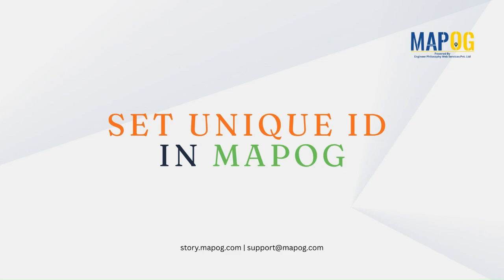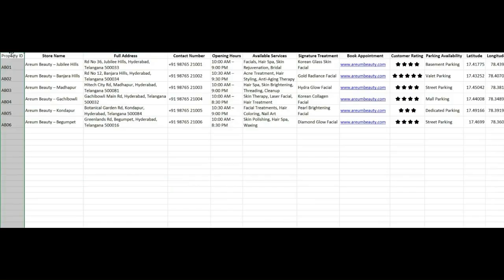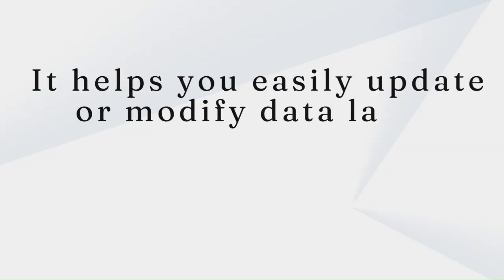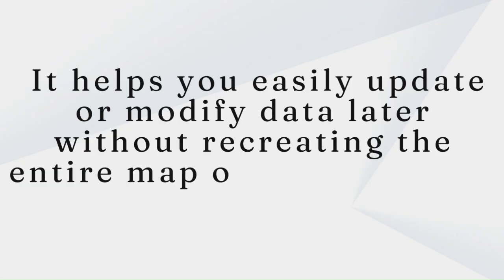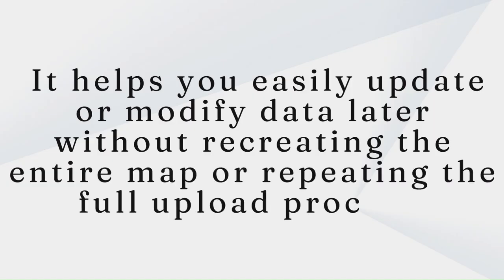In this video, we'll understand what a unique ID is and why it's important while uploading your data on MAPOG. A unique ID acts as a permanent identifier for each record in your custom location. It helps you easily update or modify data later without recreating the entire map or repeating the full upload process.